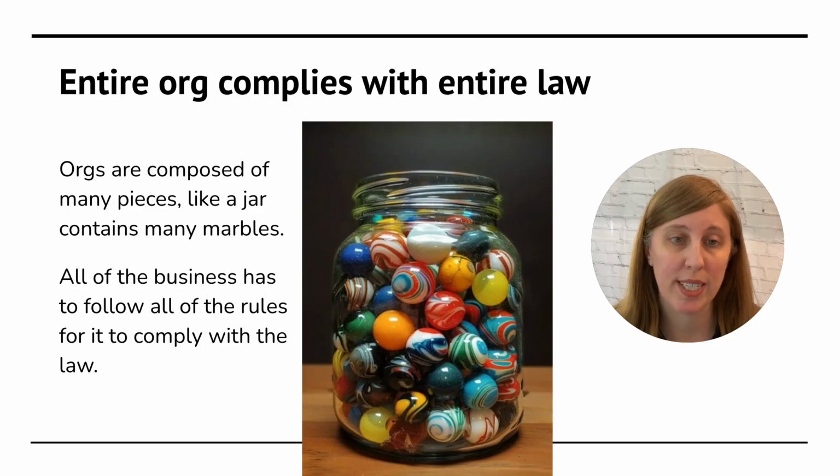We can think of an organization like a jar of marbles. There are a lot of little bits and pieces that go into a specific organization, whether it be a for-profit business or a not-for-profit or a government entity. For an organization to comply with the law, all parts of it must comply. And each part has a different set of rules that it needs to follow. So when we talk about compliance with a law, we actually mean the entire jar of marbles has each one of its marbles following the rules.